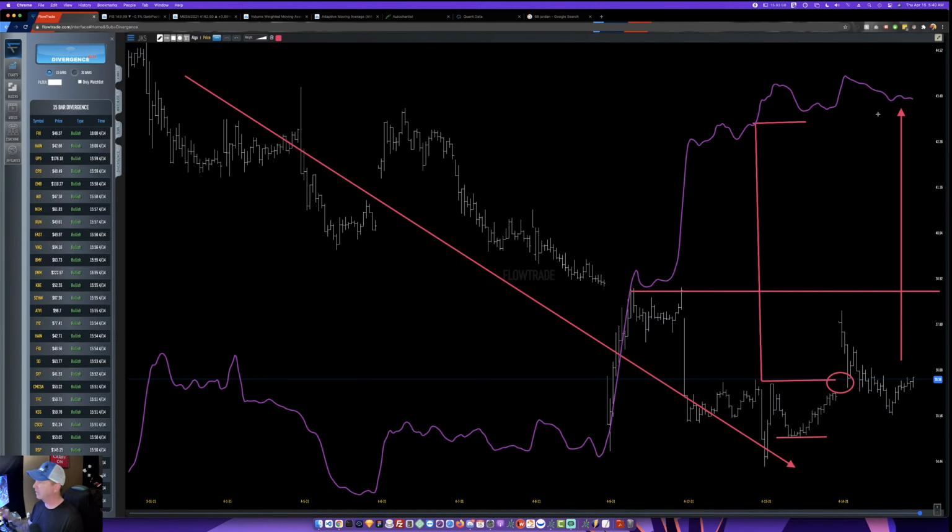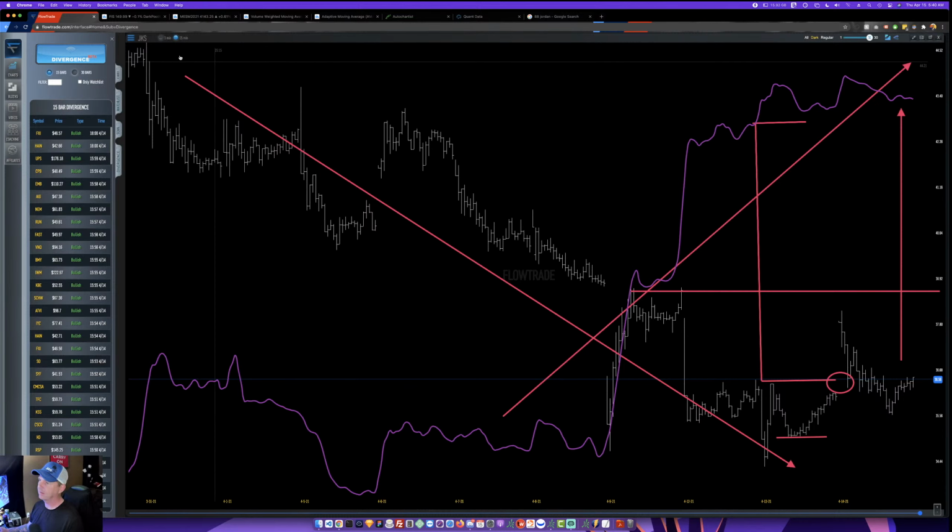So looking at this chart, we've got strong institutional buying as indicated by the dark pool algo. We've got a divergence that needs to play out that's dated back to the 9th, a longer term divergence.